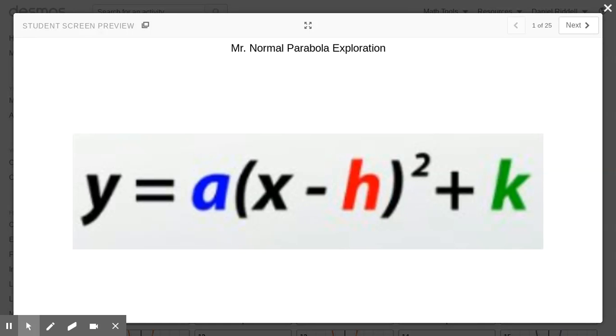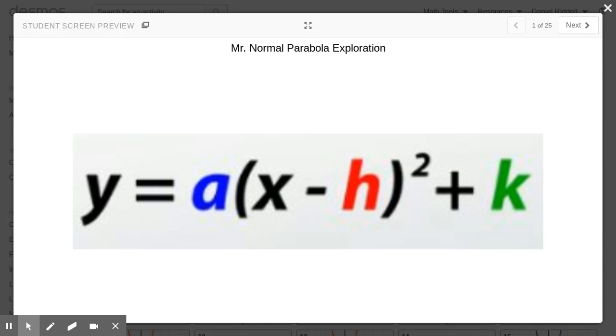Look at a different way to write quadratic equations. As you can see on the screen, it does look a little bit different from what we've seen before. This format has three main components that we like to look at: the values of a, h, and k. And each of these values does something to the graph of our parabola.